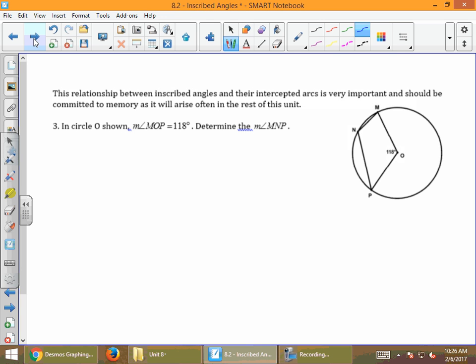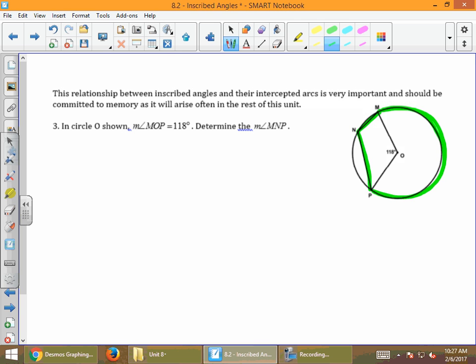The measure of MOP is 118. We want to determine the measure of NP. Okay, well, we're going to highlight the angle we're trying to find. NP. And whenever an angle is missing, I always like to look at the arc that is intersected. So, I'm going to take a look at this arc right here. If we can figure out the measure of that arc, then we can figure out the measure of the angle.